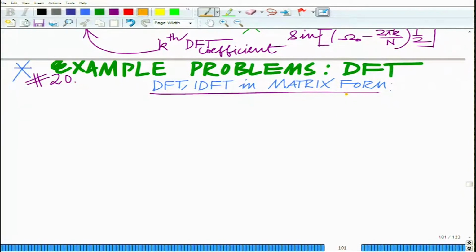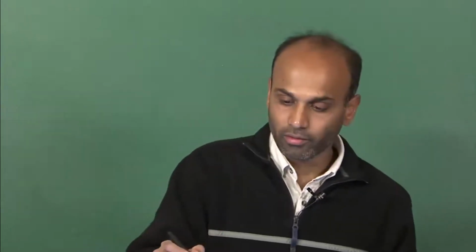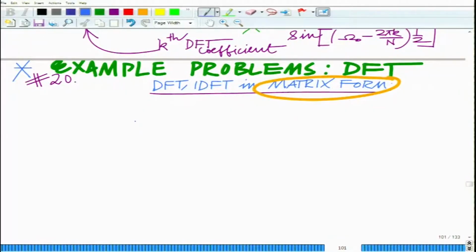In particular, what we would like to explore is to write the DFT, the discrete Fourier transform, and the IDFT in a matrix form. That will be very convenient for evaluating the DFT and IDFT as well as representing them as linear transformations. Okay. All right.